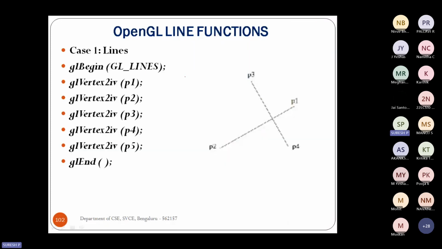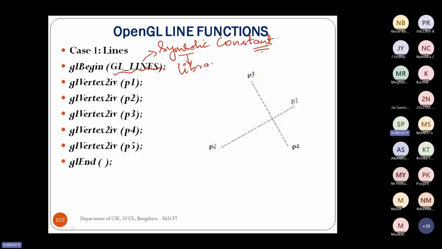So now, going with the example, you can see it here: GL begin, GL lines. You are going to specify the symbolic constants, as I told you. This is the name of your symbolic constant. Where will the symbolic constant be placed? It will be placed inside your library or header file.